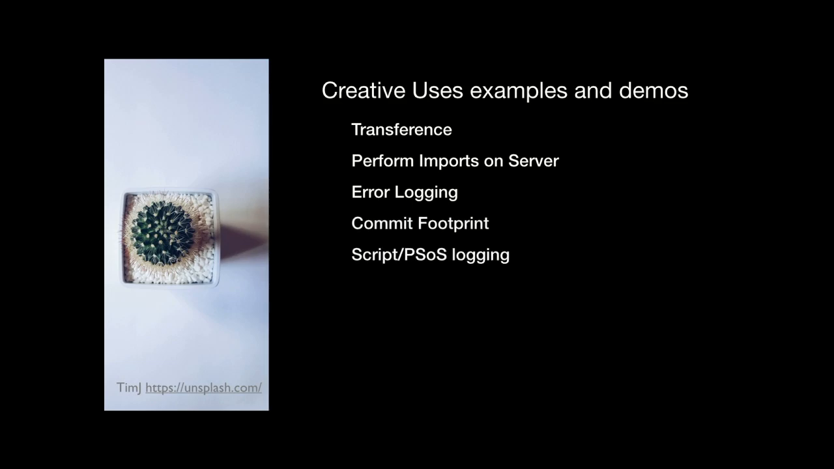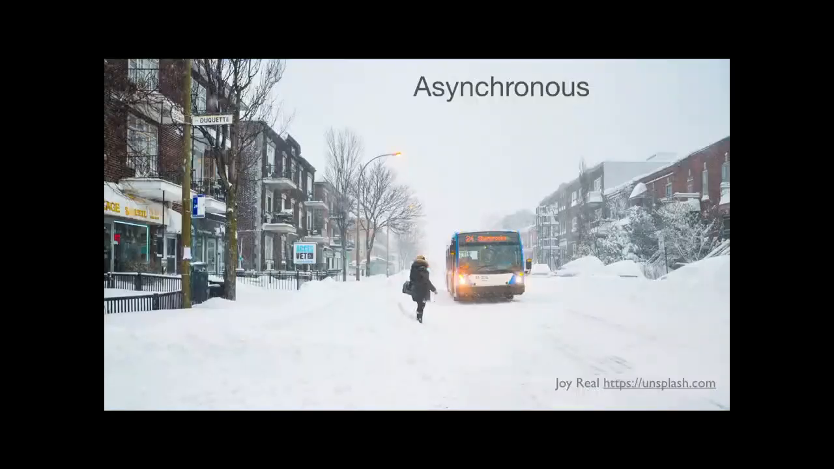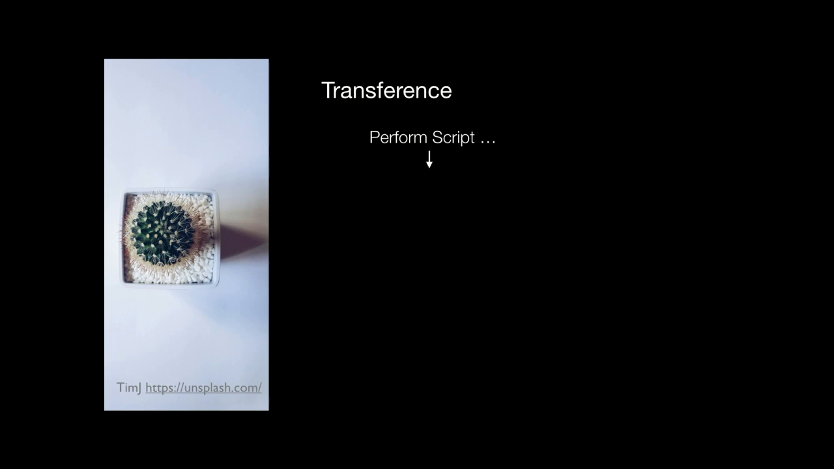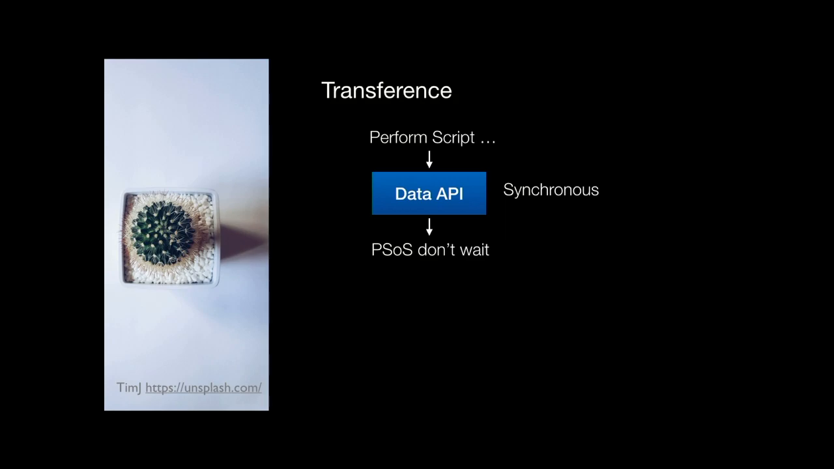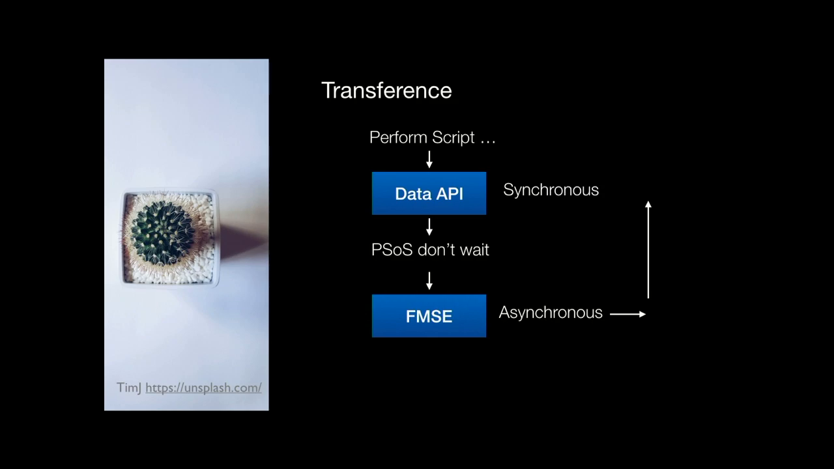I'm going to skip over commit footprint because I want to cover this other thing. So, if you ever lived in Montreal, you're waiting for the bus. It's just a slide there that asynchronous is beautiful because you can fire it off and don't wait, and it's a beautiful capability. But we only have it in one place, and I wish we had it in other places. Transference, I talked about that. So I can call the data API, it's synchronous. I can call PSOS, don't wait, and then it can just transfer the rest of the script to run there.